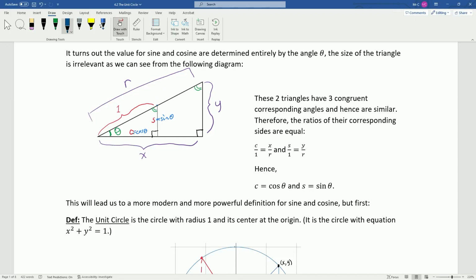So here I've labeled S and C here, so maybe we'll go ahead and erase this. Well, it's not going to erase. Oh, well, that's fine. No big deal.